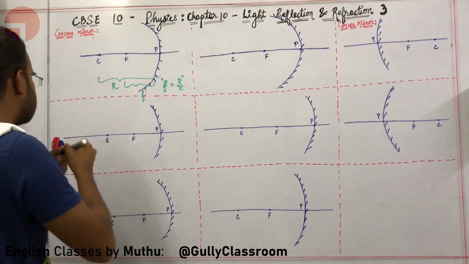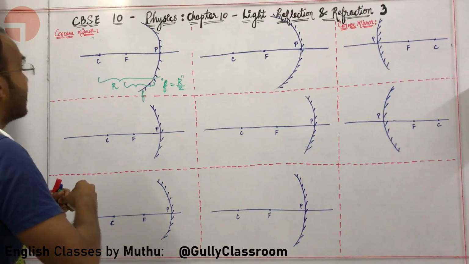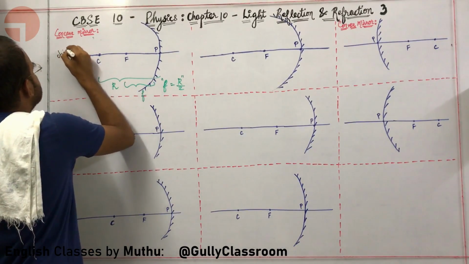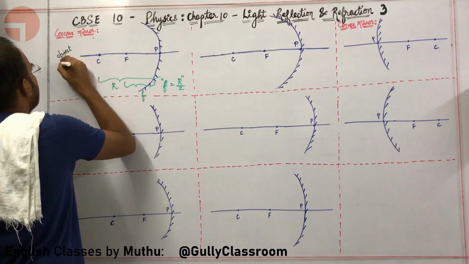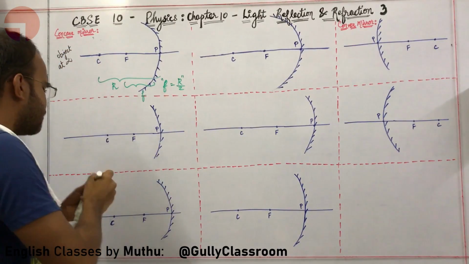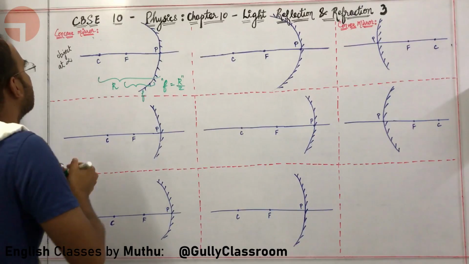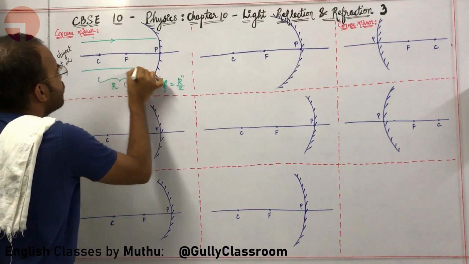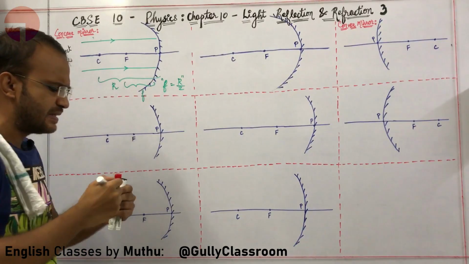Okay sir, first let us try to understand what kind of image will be formed when the object is at infinity. Okay, let us go for object at infinity. When the object is at infinity, you are going to get parallel rays coming out of it. How am I supposed to understand this, sir?